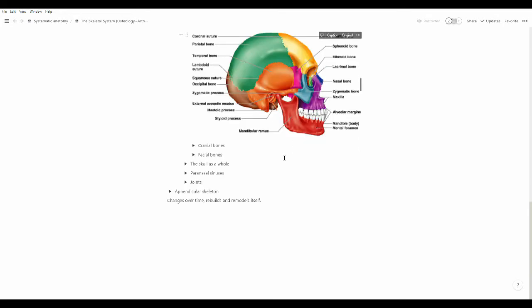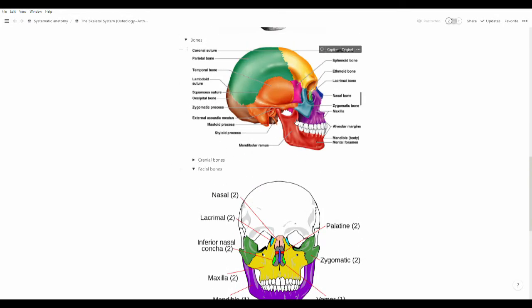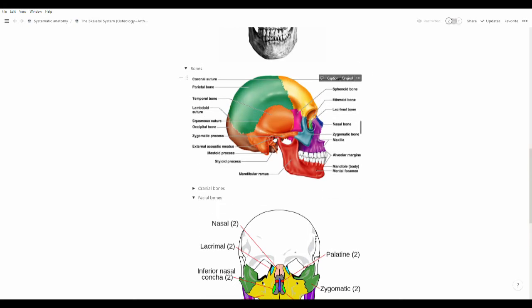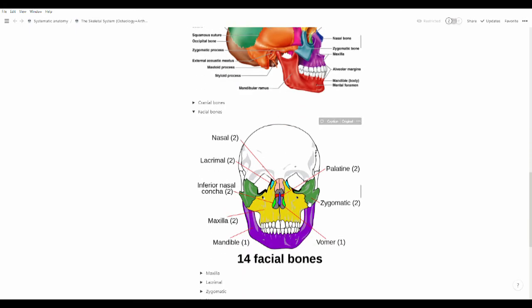Next up, we have the facial bones. So the bones in here, the bones of the face. So we have 14 facial bones. We have one vomer. It's that bone that separates the right side of your nose from the left side of your nose. We have two zygomatic bones. Remember when we talked about the temporal bone, we talked about the zygomatic process. Oh, here it is, zygomatic process. And here's the zygomatic bone. So that's why it's called the zygomatic process.